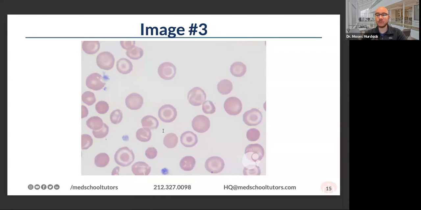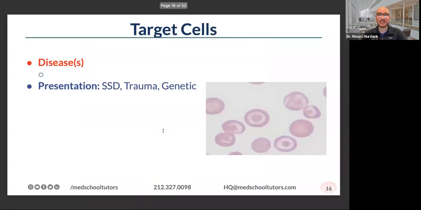And I've got a few folks chiming in. Perfect. Yes, these are target cells, right? And I've given you some of the ways in which it might present. But what I'm going to ask you all is to rack your brains and put in the chat, what are the diseases in which you might see target cells?